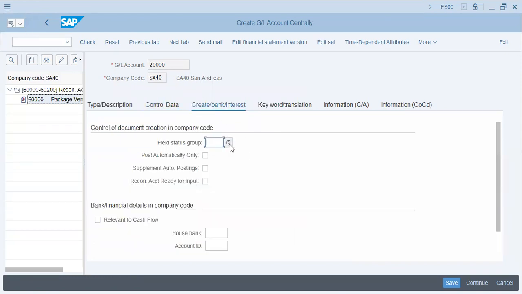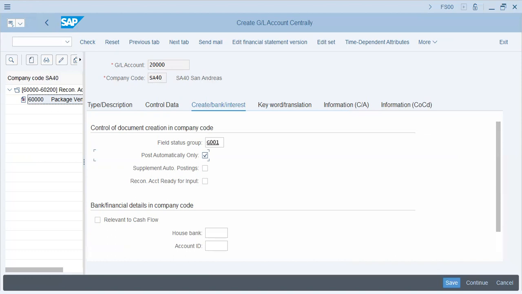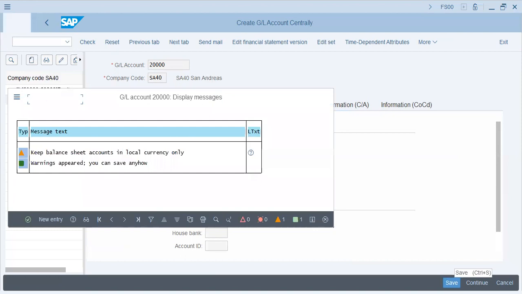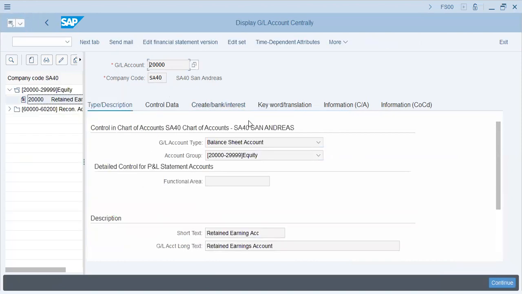Field status group will be G00. General, I guess general. And post automatic, because this is automatic. This account is automatic run once at the end of the year.